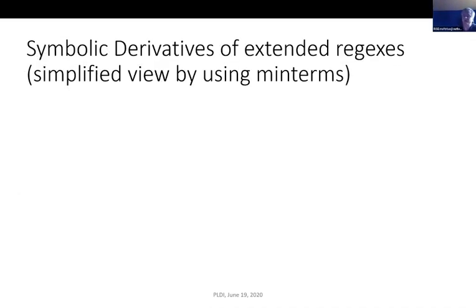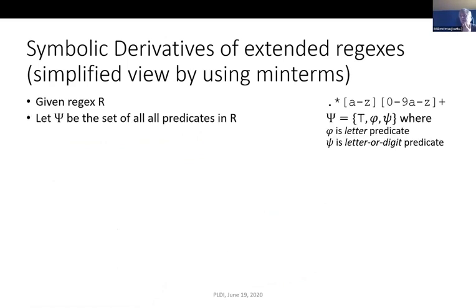So I have a technical slide here, which gives a little bit of content of how the derivatives are constructed formally, but I will not go into details of that. I just want to highlight on this example that if you are given a regex, then one way to construct derivatives is first to collect all the predicates that occur in this regular expression. In this case there would be 3 of them: true, then phi, which here stands for the letter predicate A to Z, and psi, which stands for the predicate digit or lowercase.